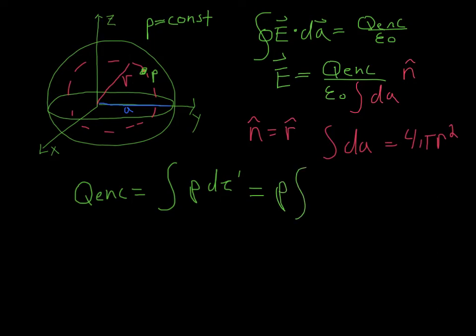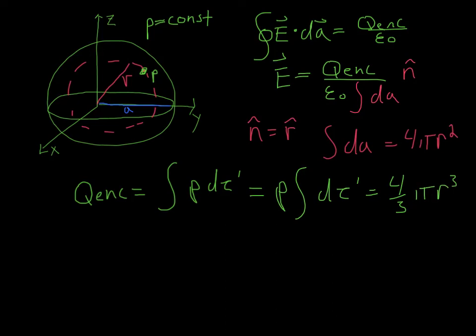And I'm going to skip a step here. d tau is going to be r squared sine theta d phi. And the limits of the volume are going to go from 0 to r, 0 to pi, 0 to 2 pi. All right, so this thing here is going to equal 4/3 pi r cubed, not a.